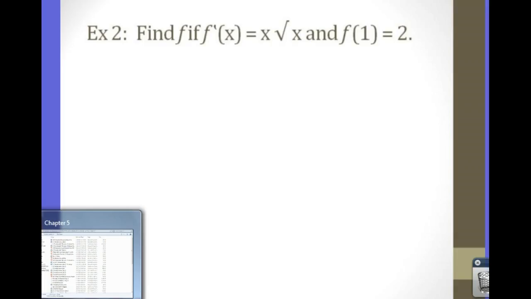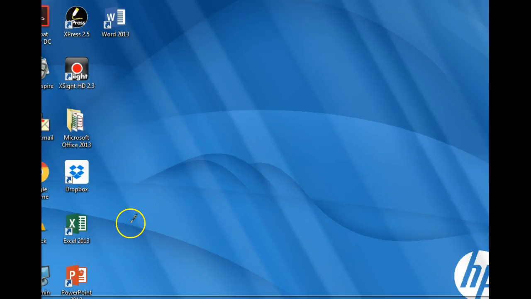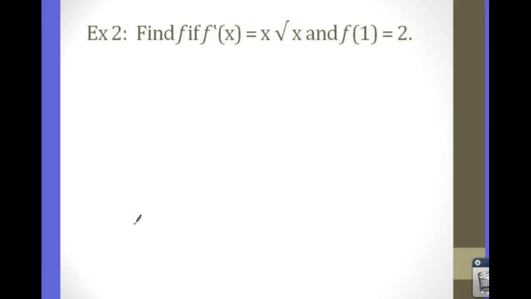Antiderivatives are kind of nice because you're ultimately working your way back to the original problem. What we talked about on Thursday was that if you antiderive something that does not have a bound, meaning it doesn't have an upper and lower limit to plug in numbers, so for example, it says find f if f prime of x equals x square root of x.